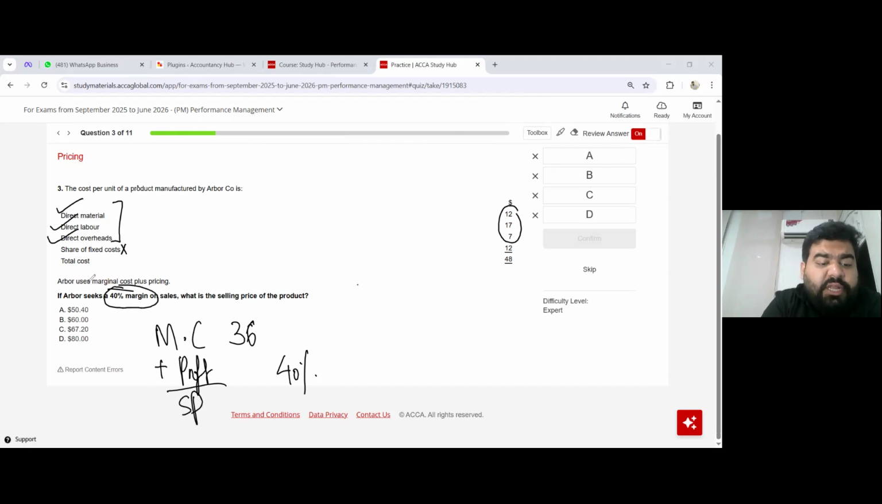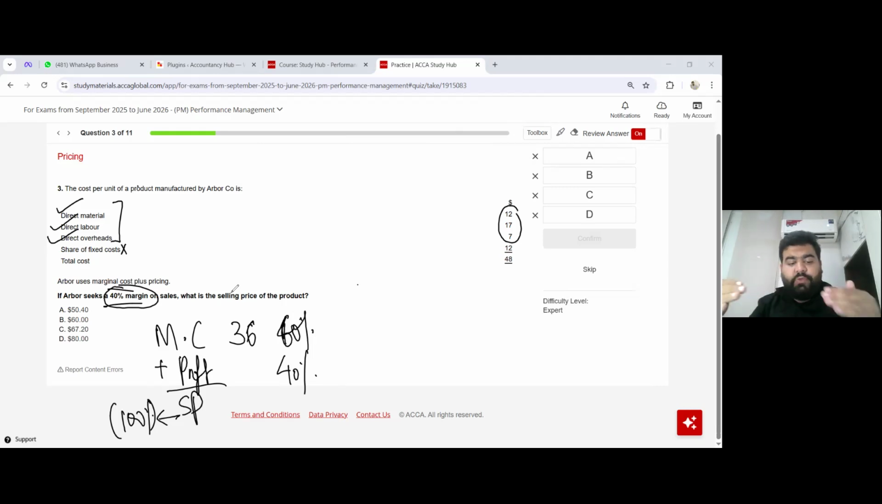Now, in the margin, we know selling price is 100%. Margin means selling price is 100%, and if profit is 40%, then the cost is 60%. Why is cost 60%? Because it's not 40% markup. In the markup case, cost is 100% plus profit 40, selling price will be 140%. But in margin, selling price is 100, profit is 40, marginal cost will be 60%. So this 36 represents the 60%.